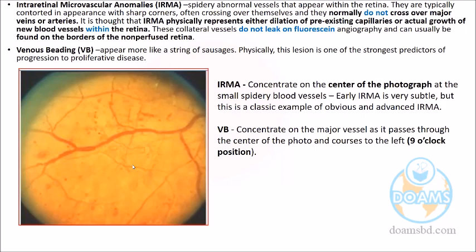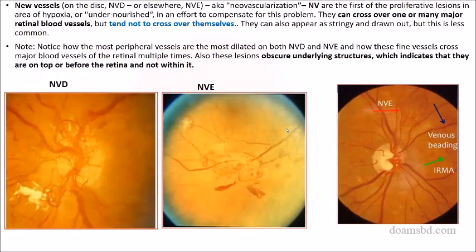But just to differentiate in the retina, though it could be neovascularization, it does not cross the big vessels, and they do not leak on fluorescent angiography. You know the fluorescent angiography is done in the retina. It does not leak on fluorescent angiography. So this is the characteristics of the IRMA. So subsequent slides are coming just to differentiate IRMA and the new vessels.